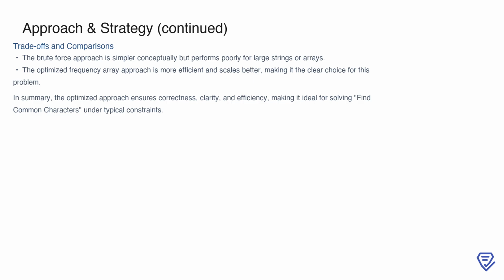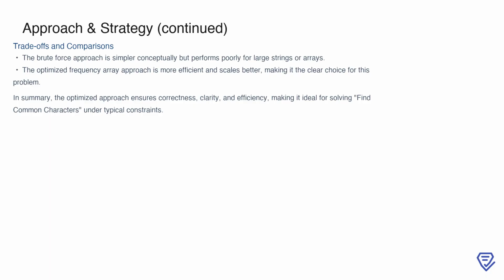When comparing the two approaches, the trade-offs become clear. The brute force method, while simple to understand, falls short when handling larger strings or arrays due to its inefficiency in performing repetitive comparisons. On the other hand, the optimized approach using frequency arrays is more efficient, scales better for larger inputs, and avoids unnecessary computations. This makes it the clear choice for this problem.